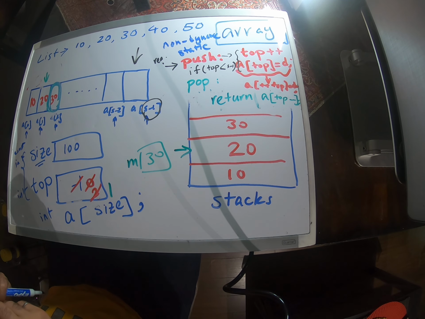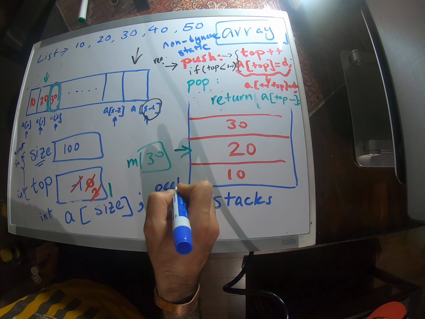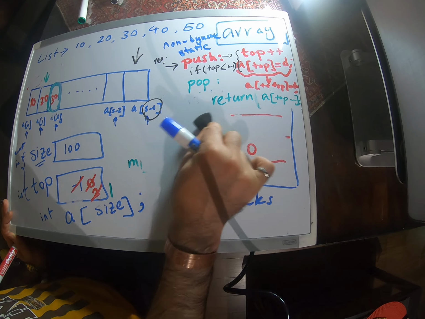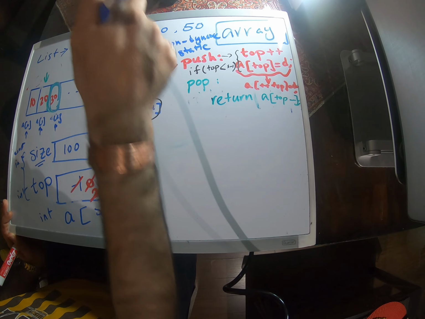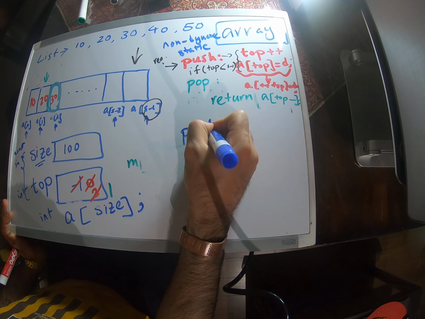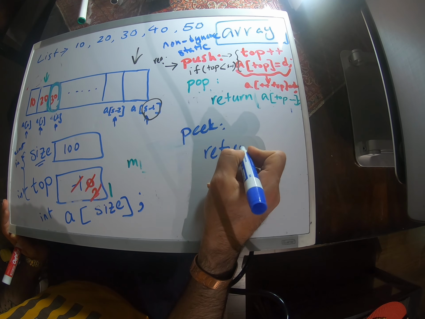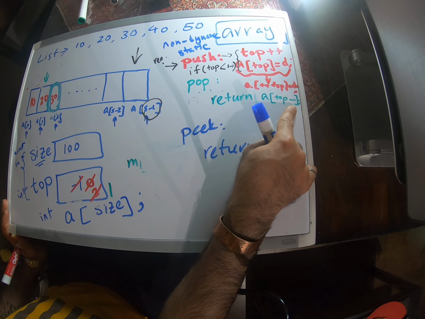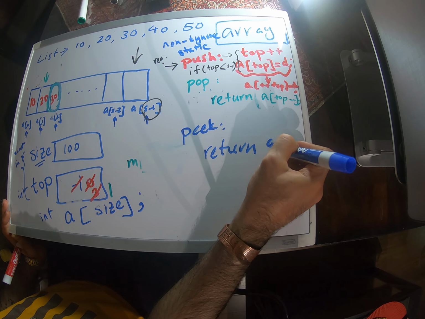If you want to implement the peak, it's going to be very similar to pop. Let me erase this one. If you want to implement peak, it's going to be very similar to pop, but we are not going to decrease the value of top. We just want to see what the top value is, so we're just going to return top.